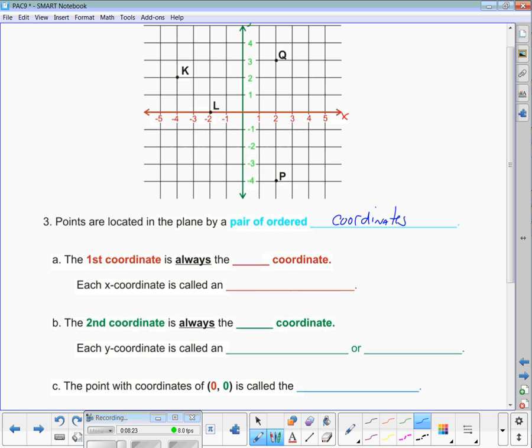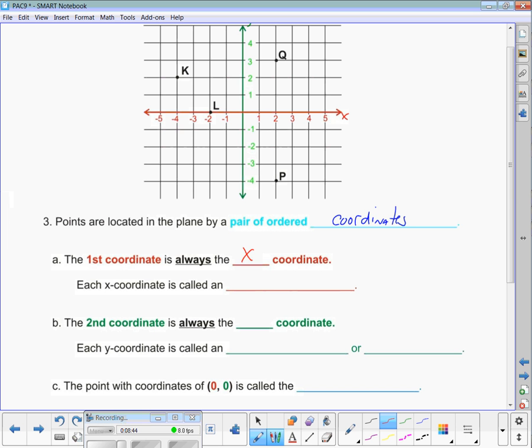You guys have heard the word coordinates before, whether it's locating a ship at sea or something in space or whatever. They talk about coordinates. Again, these are the x and y values. Okay, so as I just said a moment ago, the first coordinate is always the x coordinate. Go ahead and take your red and write that.